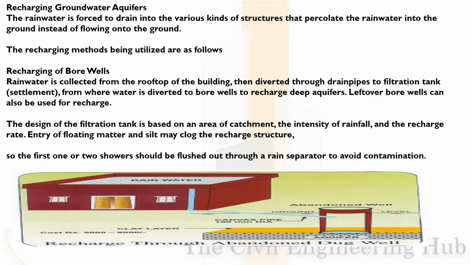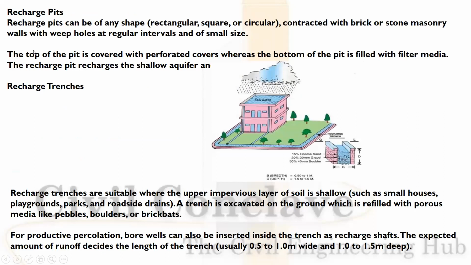The design of the filtration tank is based on the area of the catchment, intensity of the rainfall, and the recharge rate. The first 2 showers should be flushed through a rain separator to avoid contamination. Recharge pits. Recharge pits can be any size, rectangular, circular, etc. The top of the pit is covered with perforated covers, whereas the bottom of the pit is filled with filter media. Here you can see the water coming down, and here the filter media. The water has been coming in.